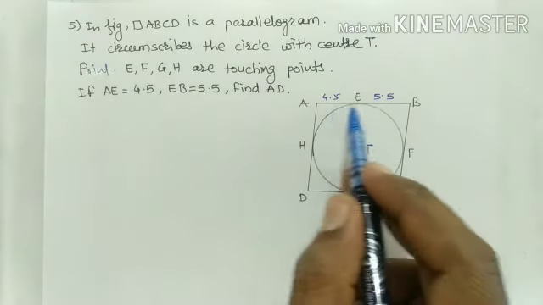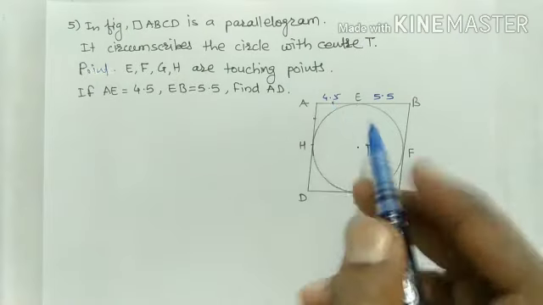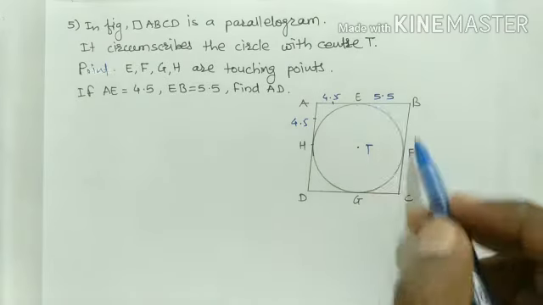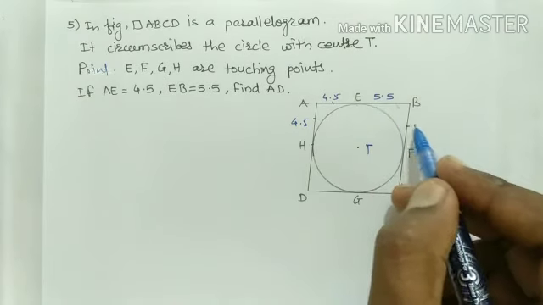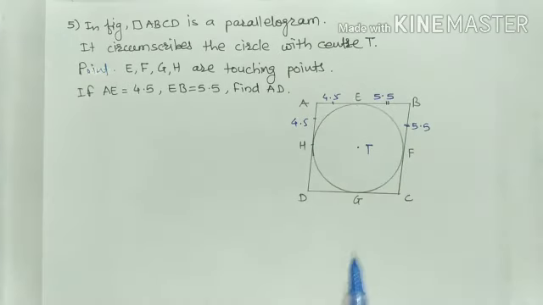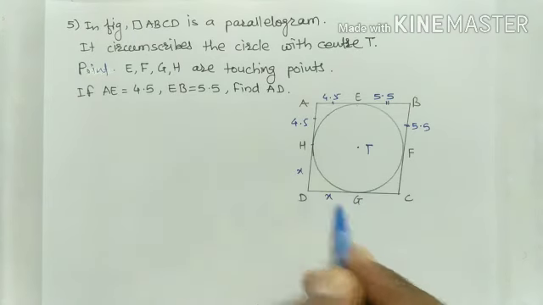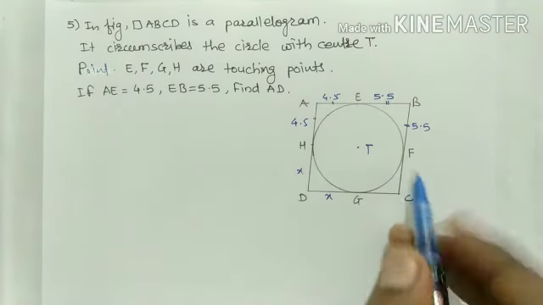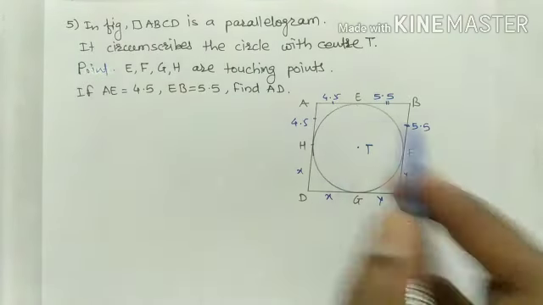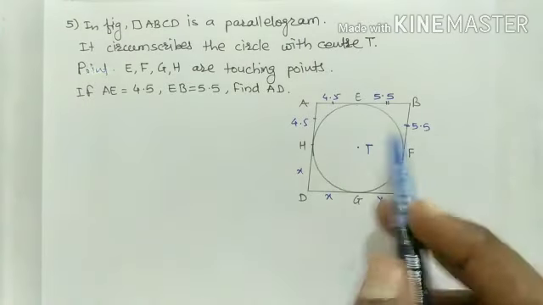Here segment AE equals segment AH. Why? These are the tangent segments. So AH equals 4.5. Similarly, BE equals BF. Therefore, this BF equals 5.5. Now DH equals DG, say it equals X, and CG equals CF. Let it equal Y. Then here quadrilateral ABCD is a parallelogram, and we know that the opposite sides of a parallelogram are congruent, or equal in length.